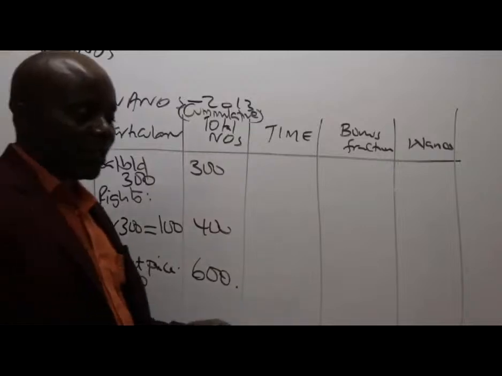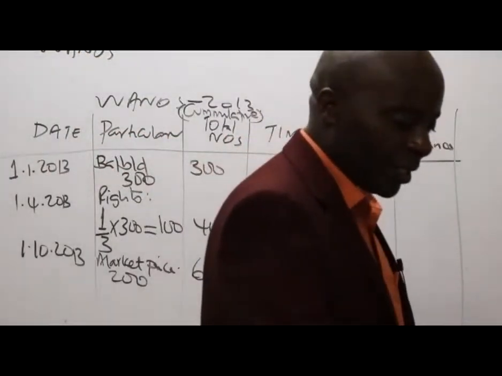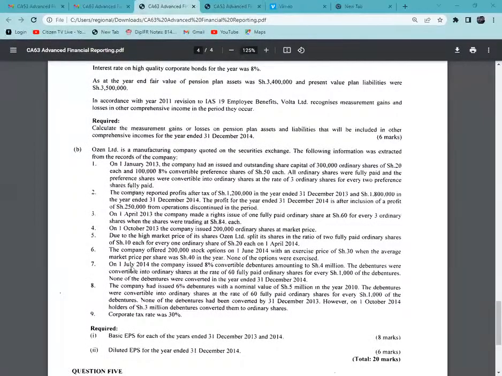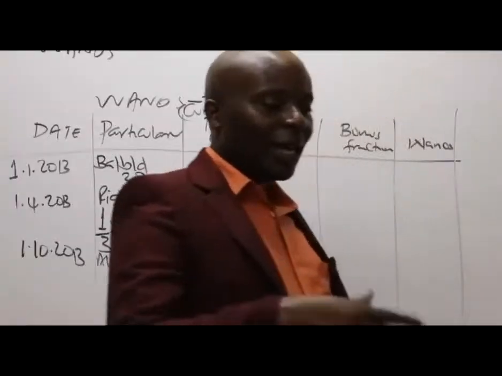Now you go to the next date, ladies and gentlemen. We are told here the company, due to the high market price of its shares, Ozen Limited split its shares in the ratio of 2 fully paid ordinary shares for each. Look at the date. On 1st April 2014, this thing has crossed over. It has gone to the other side, so that will come in a different year.